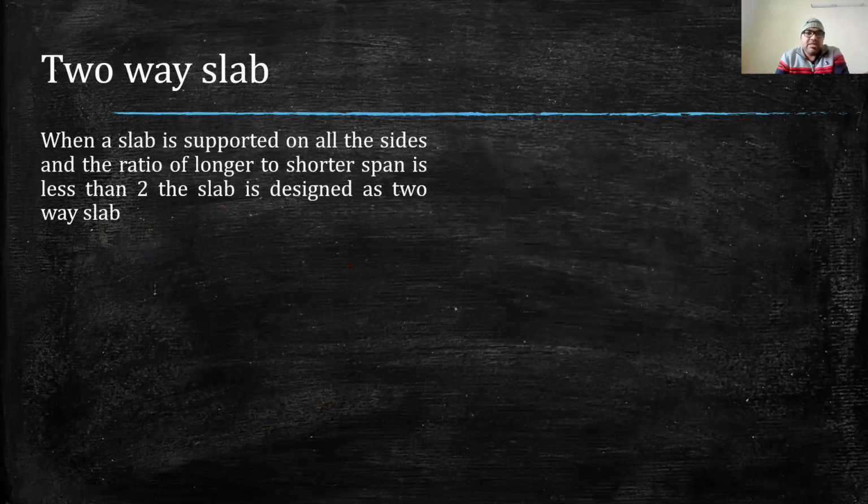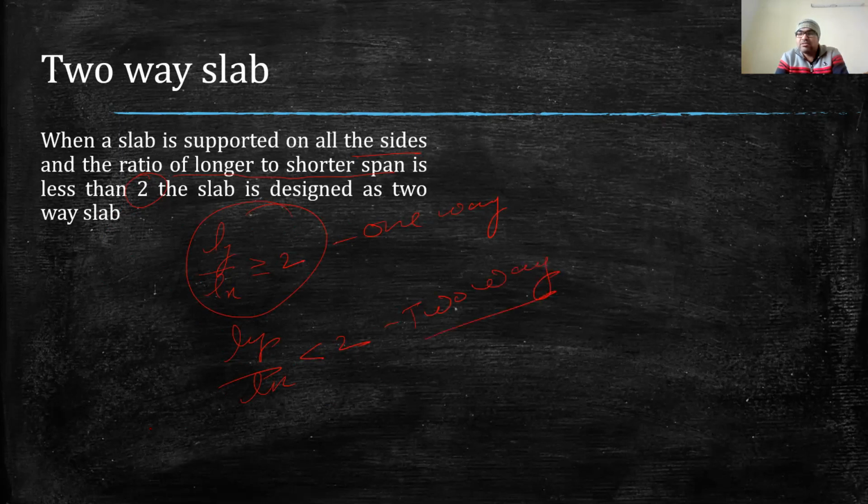Now, two-way slab is the slab when the slab is supported on all four sides, and the ratio of longer to shorter span is less than 2. So in case of one-way slab, Ly by Lx will be greater than or equal to 2. So that is the case of one-way. But in case of two-way slab, Ly by Lx ratio will be less than 2. So that will be known as two-way slab. So that is the classification based on the aspect ratio.